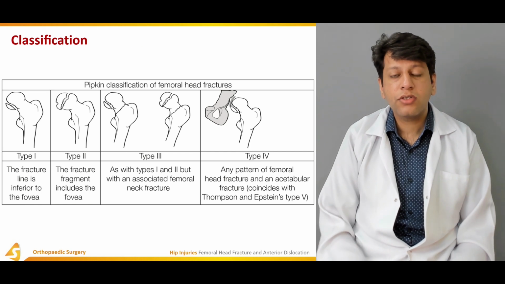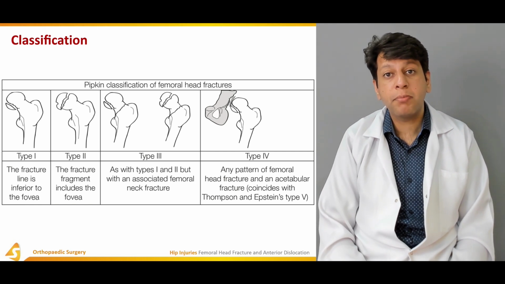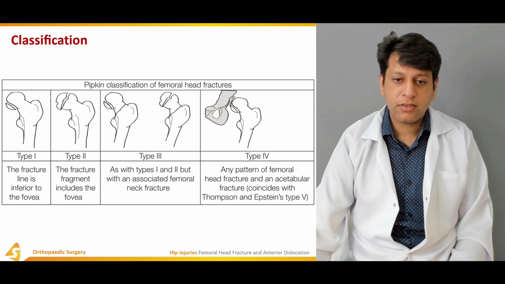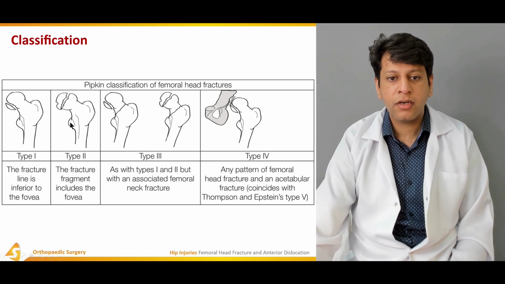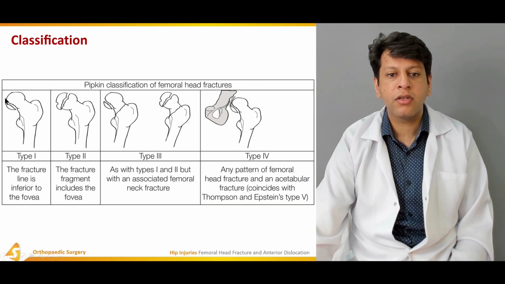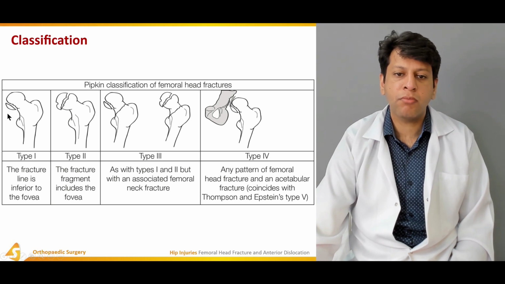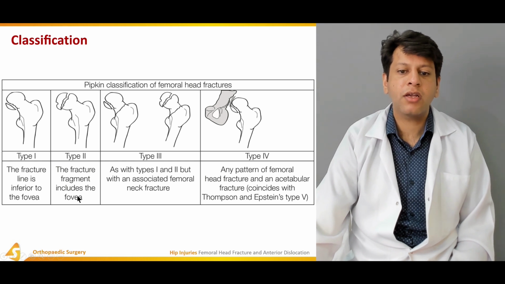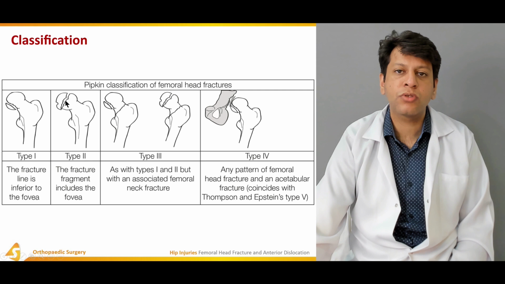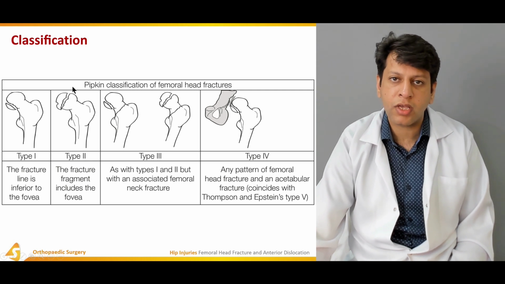There is a classification for femoral head fractures called the Pipkin classification. As you can appreciate, this is the femur head. In type 1, the fracture line is inferior to the fovea capitis, which is lying over here, and it is in the non-weight bearing area, so it's not much of a problem when this kind of thing happens. In type 2, the fracture fragment includes the fovea, and the fracture line goes superior to the fovea capitis.